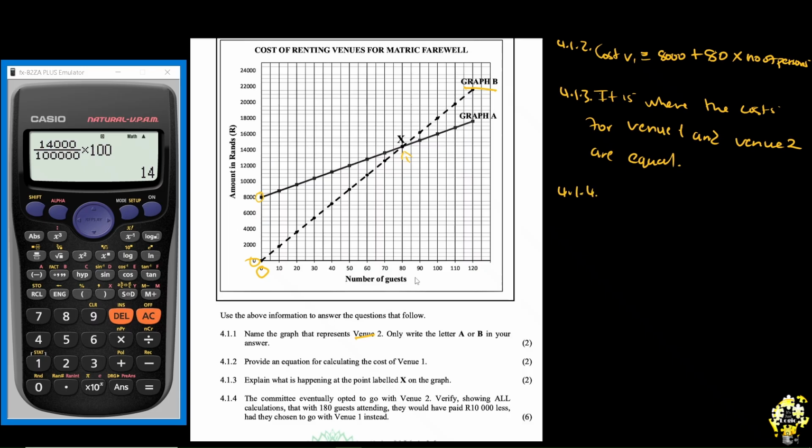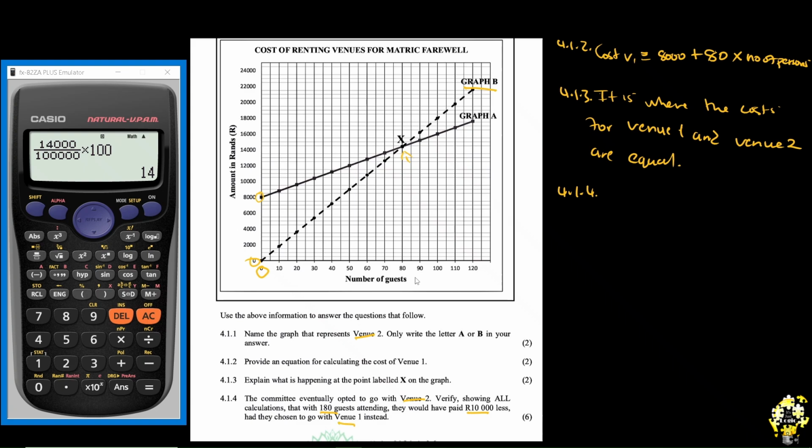4.1.4. The committee eventually opted for venue 2. Do you know why they opted for venue 2? Because, like venue 1, let's be honest. Verify, showing all calculations, that with 180 guests, so they are bringing 180 persons, they would have paid 10,000 less had they chosen to go to venue 1.